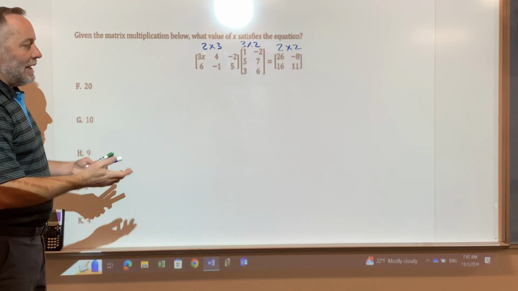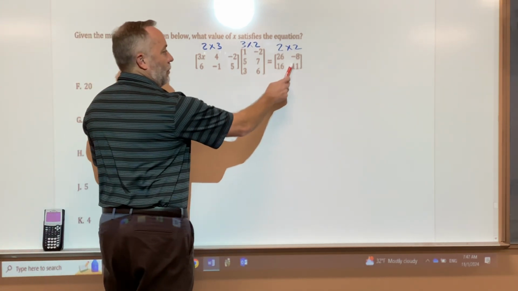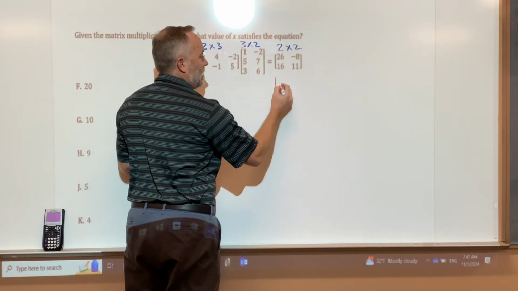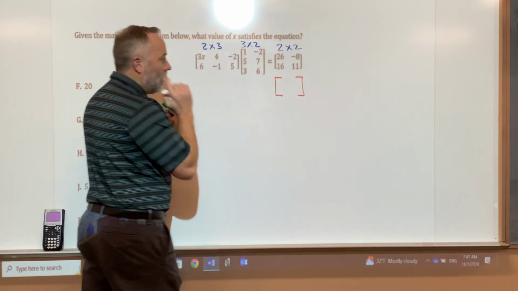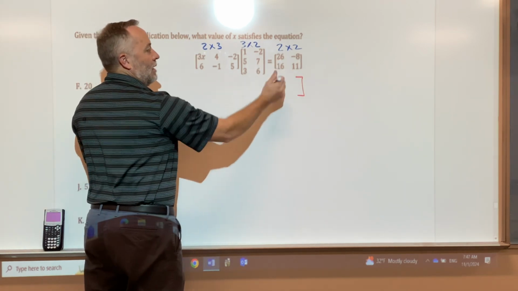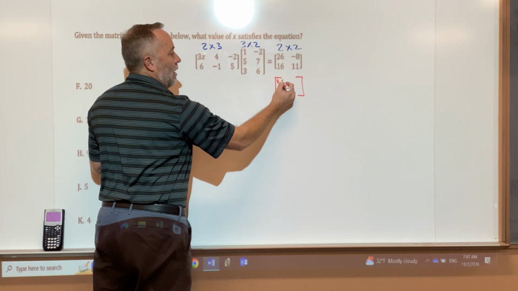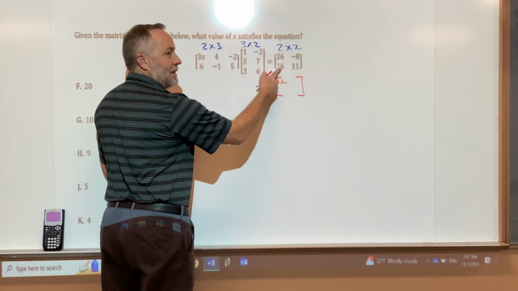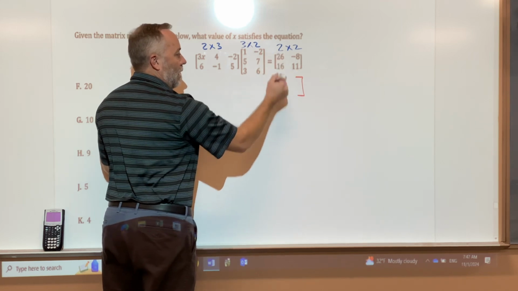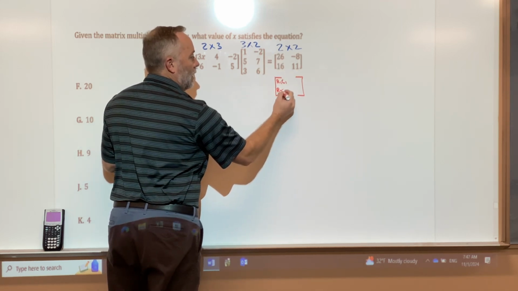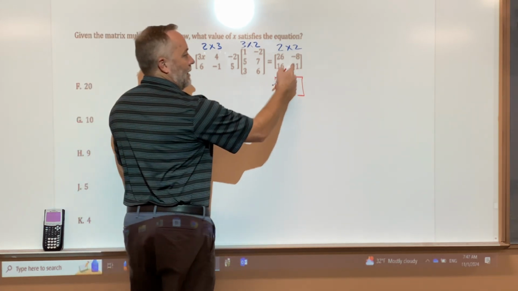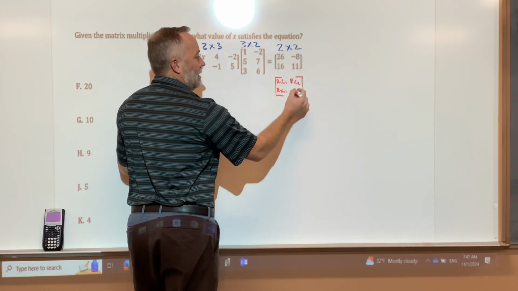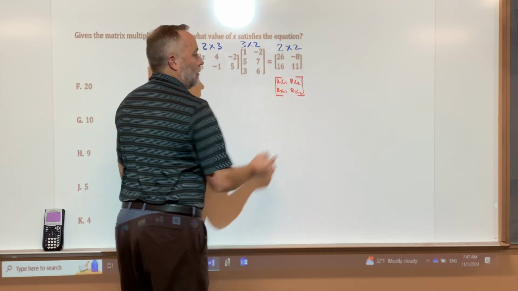All right, so then I like to use this product to help us get to the answer. If I was going to rewrite this matrix and just describe its position, what position is this 26 in? Well, it's in row 1, column 1. So I'll put R1, C1. What position is that 16 in? It's in row 2, column 1. So row 2, column 1. And then the -8 is in row 1, column 2. And the 11 is in row 2, column 2.